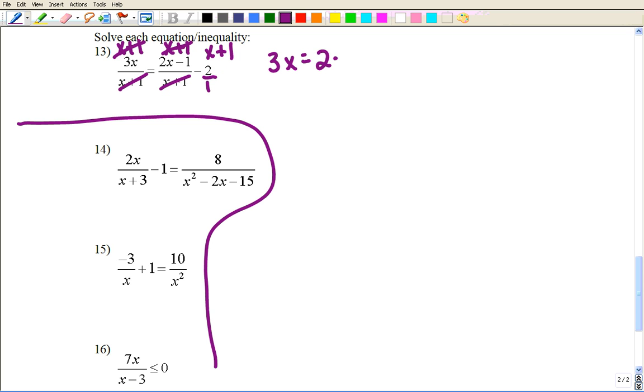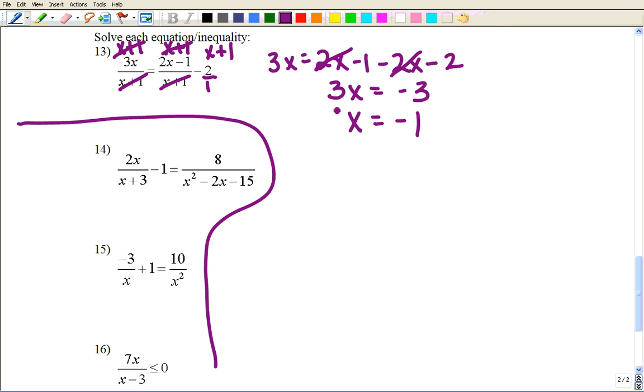equals 2x minus 1, and then minus the 2 times the x plus 1. So I'll have a minus 2 and the negative 2 times 1. I'm sorry, minus 2x. So then that'll be a minus 2. If I collect these like terms, I notice here I've got a 2x and then a minus 2x, so those things will cancel each other out. So I've got 3x equals negative 3, so then x equals negative 1.